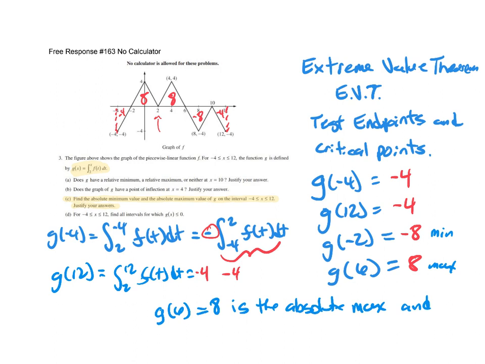And g of negative 2 equals negative 8 is the absolute min. And that's because of this extreme value theorem, right? The extreme value theorem says you test your endpoints and your critical points. I mean, the practice of using the extreme value theorem tells us we're going to check these places and pick the highest and the lowest. So negative 4 just isn't low enough because negative 8 is lowest, and negative 4 isn't high enough because 8's the highest. All right, so that's kind of what we do on that.